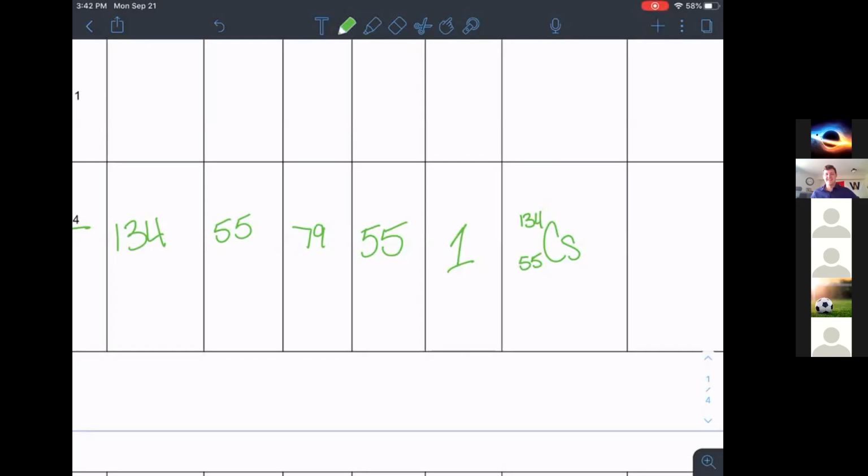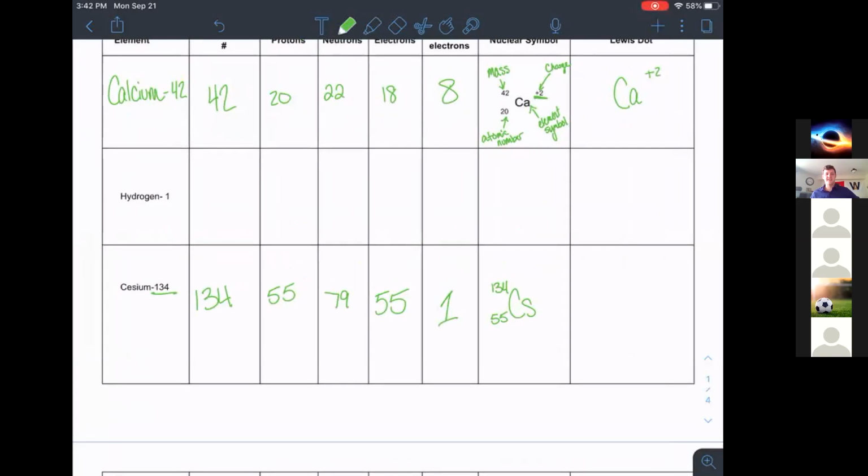The charge. The bottom right or the top right? I don't know. Top right. The top right is where the charge goes. So what am I going to put there? What's my charge? 0. 0. So I'm not going to put a charge on there if it's 0. So I'm just going to leave it blank. And then what goes in the bottom right? Nothing. Nothing. That's right. I'm just being mean.